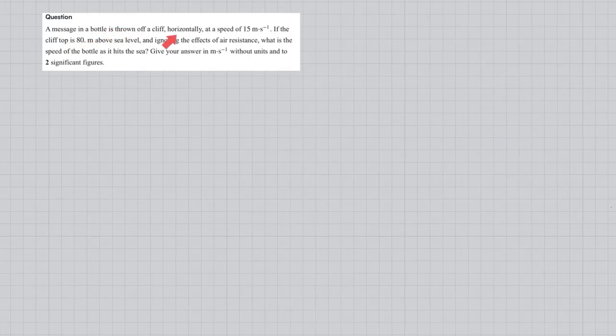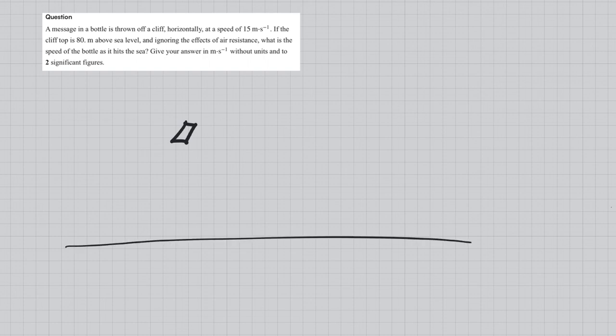A message in a bottle is thrown off a cliff horizontally at a speed of 15 meters per second. If the cliff is 80 meters above sea level and ignoring the effects of air resistance, what is the speed the bottle hits as it reaches the sea? Give your answer in meters per second without units and to 2 sig figs. So we have our bottle a certain distance above, and that bottle is going to be thrown into the sea. So we're going to land here.